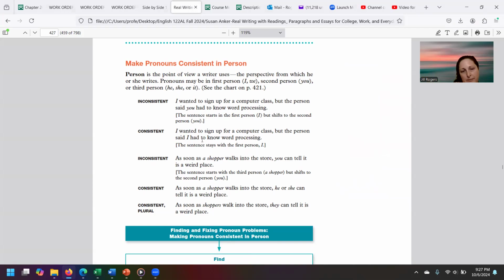This is also inconsistent. As soon as a shopper walks into the store, you can tell it was a weird place. This is a shopper, so this is third person, and then it shifts to second person. That's inconsistent. You need to fix it. As soon as a shopper walks into the store, he or she can tell it's a weird place. Or you could make that noun plural and say, as soon as shoppers walk into the store, they can tell it's a weird place. It doesn't matter which one you use, it just has to be consistent. Don't shift.